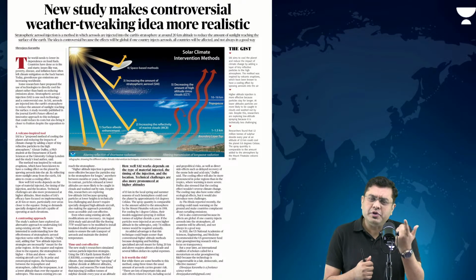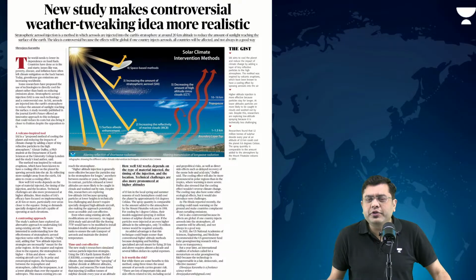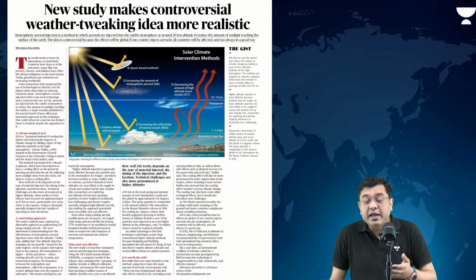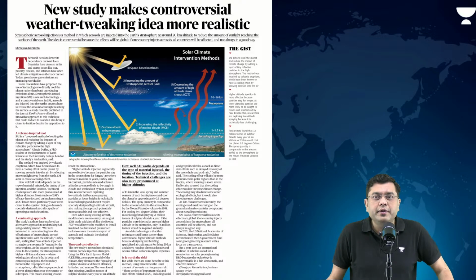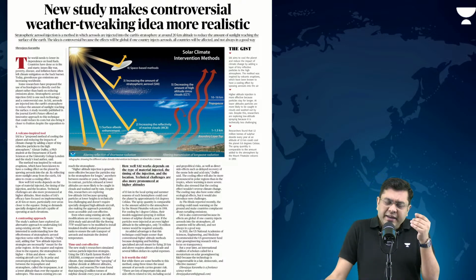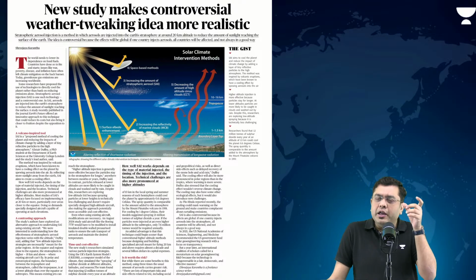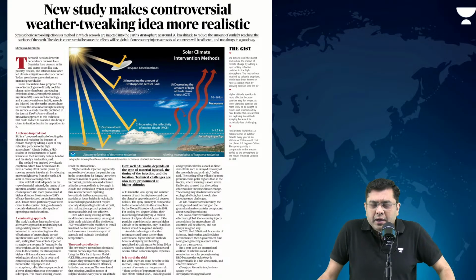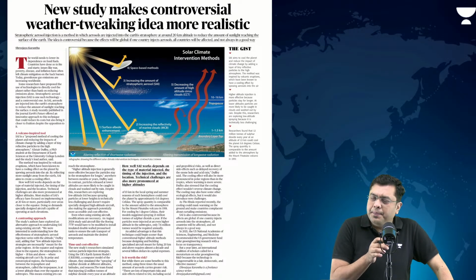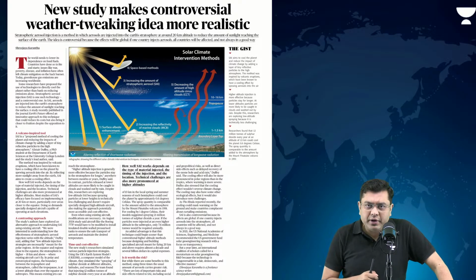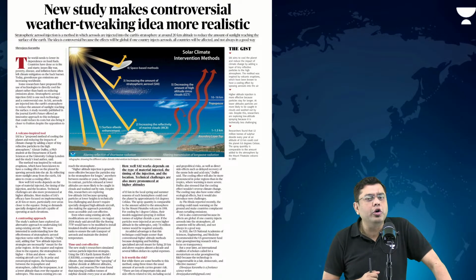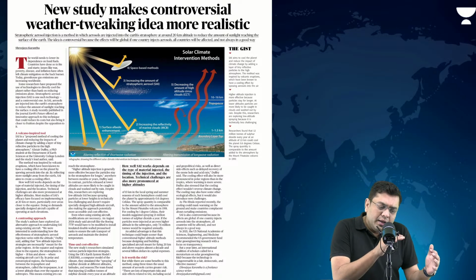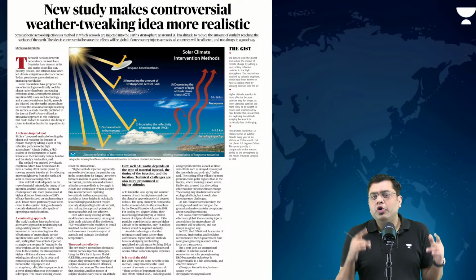Why is that there? We will talk about it. Another idea is placing large mirrors in space so that they can reflect the solar rays. If the mirrors reflect the solar rays, there will be a lesser amount of heating received on the Earth's surface. Another one of these ideas is the injection of sulfur or sulfate aerosols into the stratosphere. Because these sulfate aerosols are whitish in appearance, they will reflect the solar rays, and there will be a lesser amount of solar rays coming onto the Earth. So that is the weather tweaking idea, which is termed controversial.